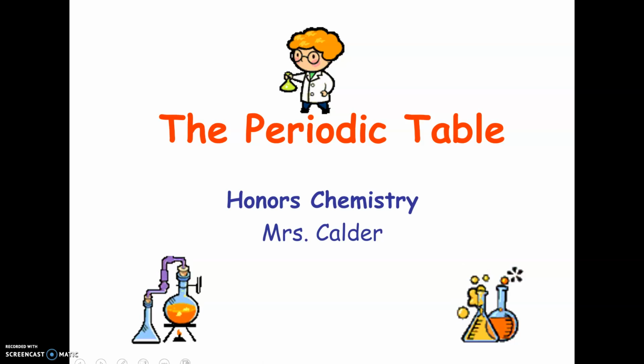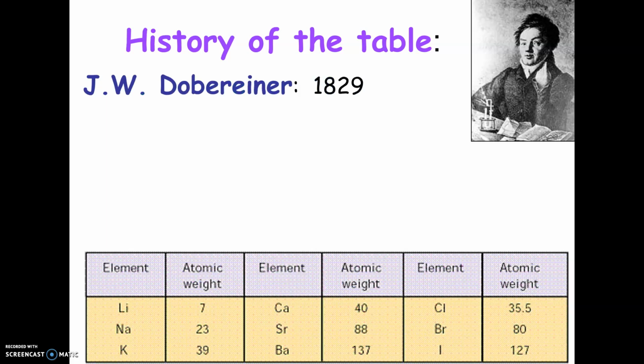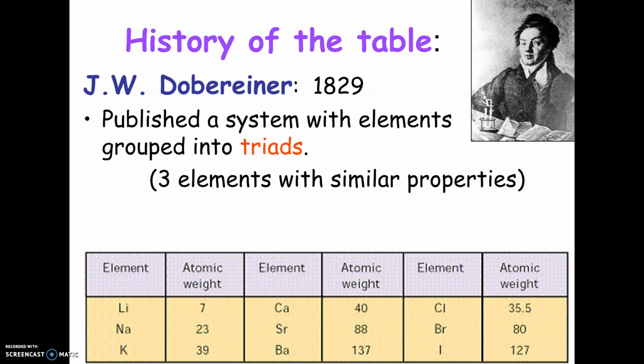Okay, so now that we've talked a bit about electrons and the structure of the atom, we're going to jump into how these atoms are organized on the periodic table. So a little bit of history. J.W. Döbereiner put the elements into groups called triads, and he was able to see that these triads of elements had similar properties.